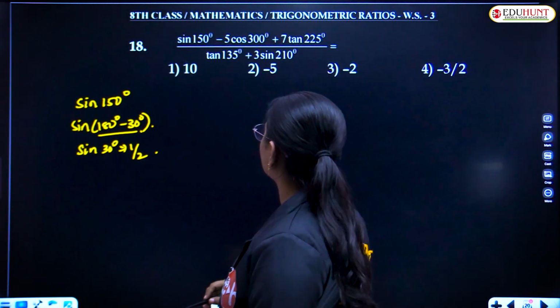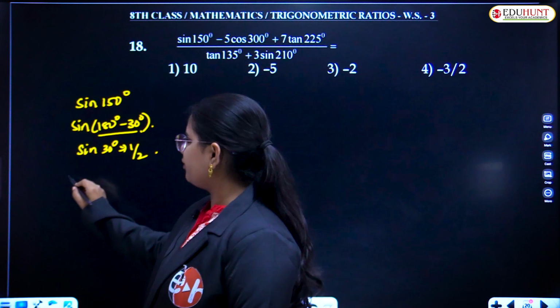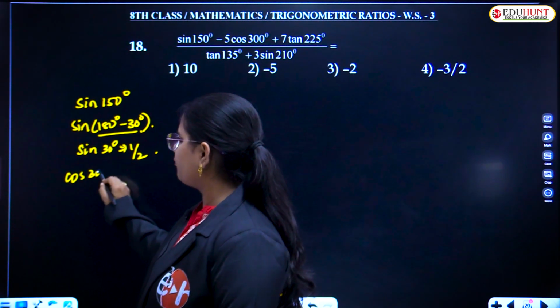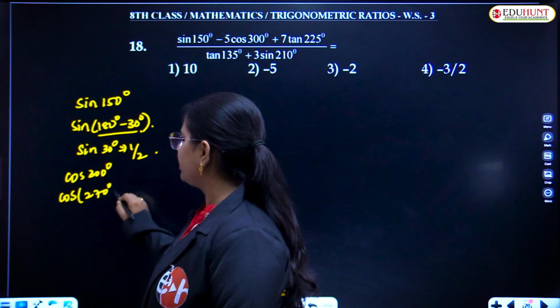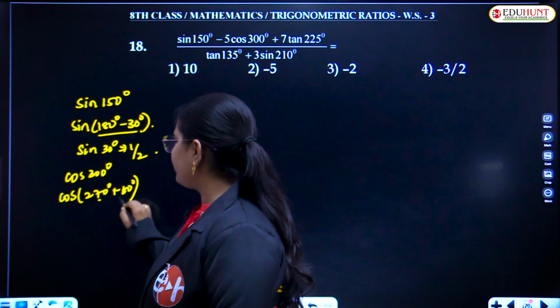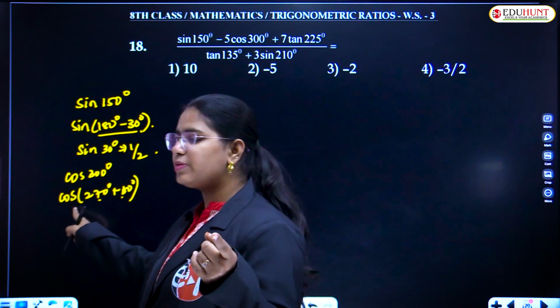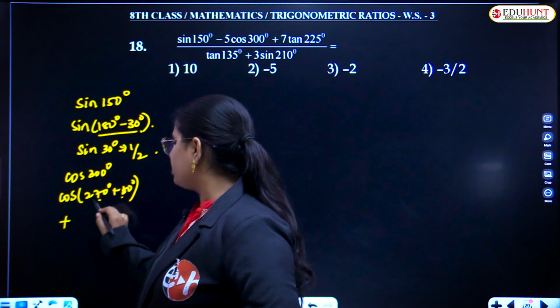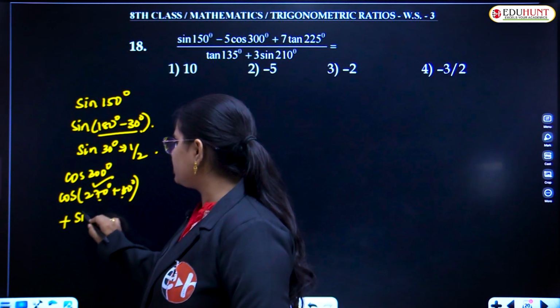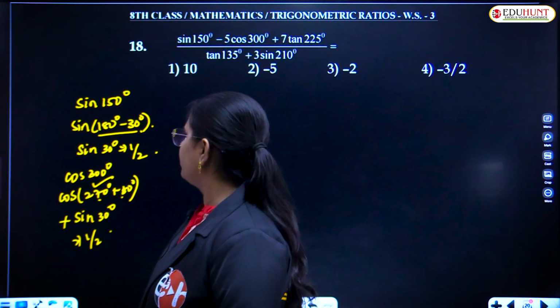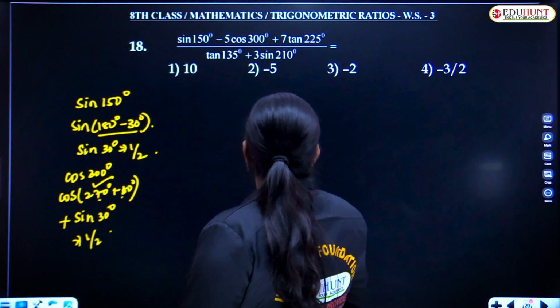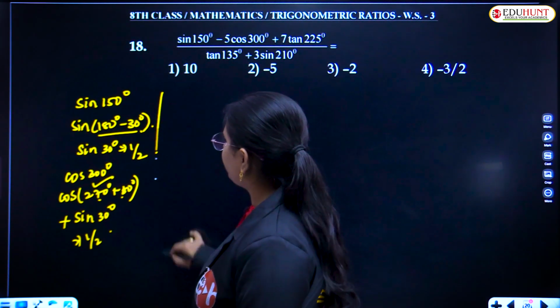Okay. Next one. 5 cos 300. Let me take the value of cos 300. The nearest right angle is 270 degree plus 30. 270 plus theta. Cos is becoming positive. But I need to change the function, which is sine 30 degree. Sine 30 is 1 by 2 again.